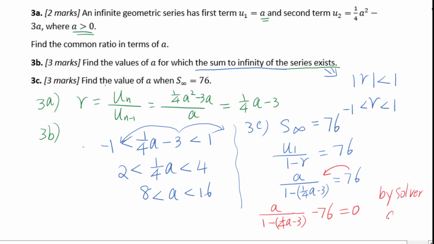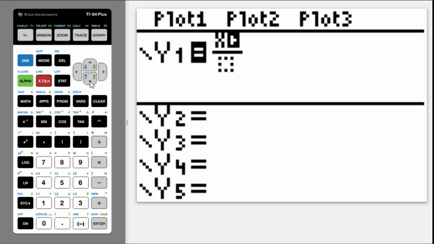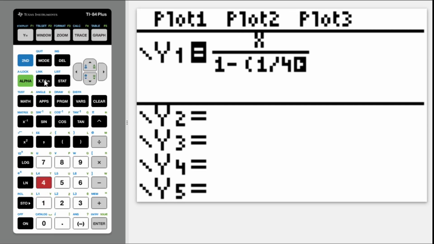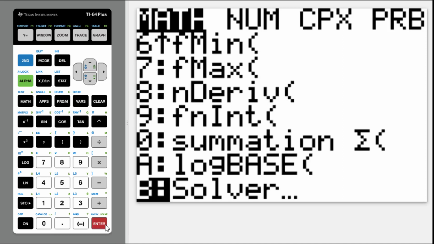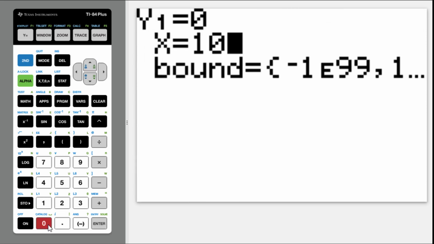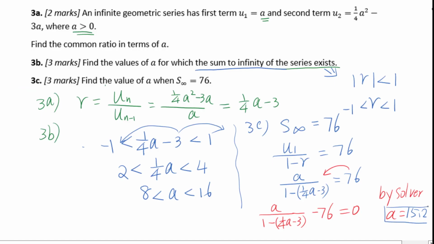By solver, we have alpha y equals x over 1 minus, parentheses, 1 divided by 4x minus 3, parentheses back, then minus 76. Math, upper arrow, go to solver. 10 as an estimated number, alpha, enter. A equals 15.2. So a equals 15.2.